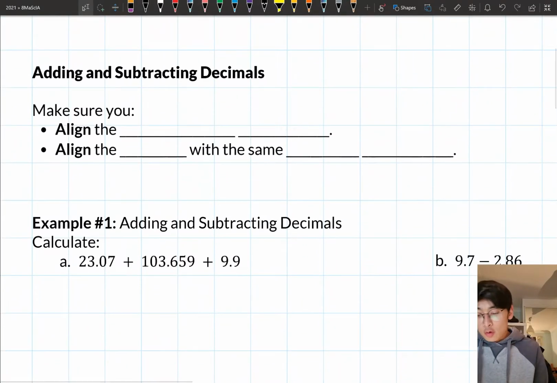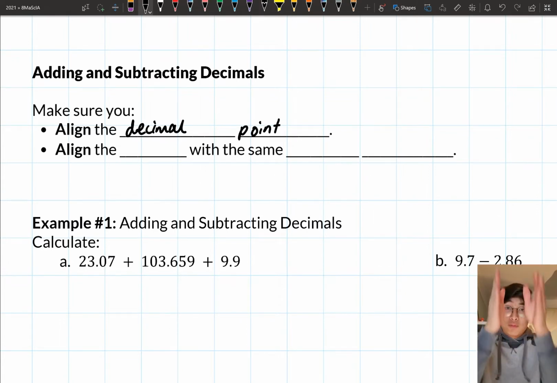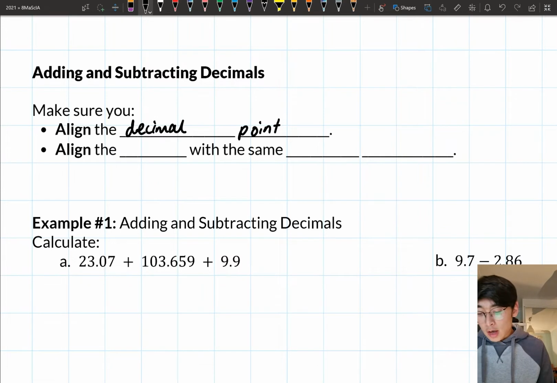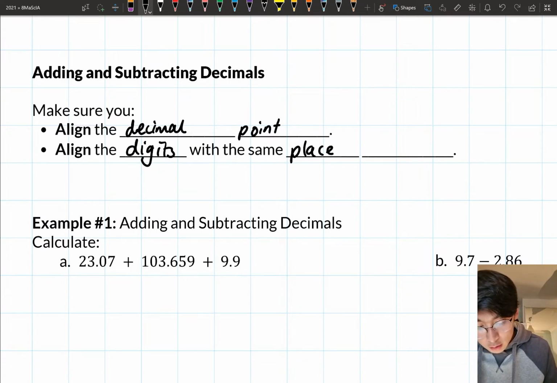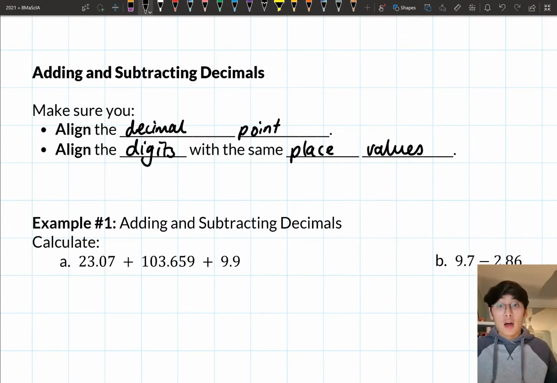The first thing, make sure you align the decimal point. We want to make sure that our decimal point is in the same place for all of the numbers that we're either adding or subtracting using this method. The second thing is to align the digits with the same place value. Once we've done that, all the numbers with the same place value are lined up together. If they're not lined up together, we're not going to be able to accurately add or subtract our decimals. So let's have a go at a few examples of this.